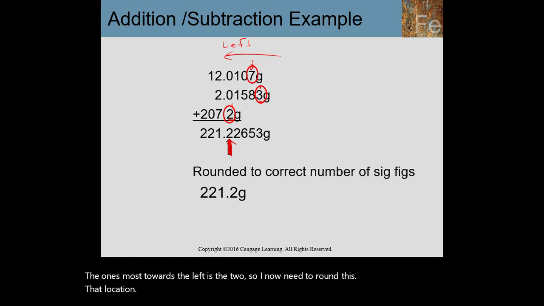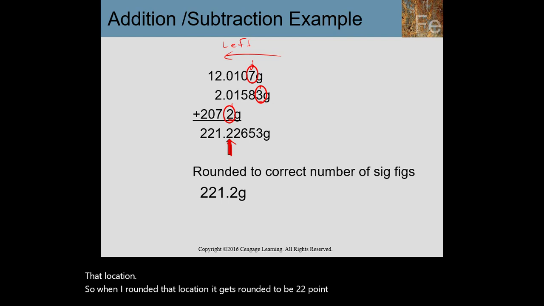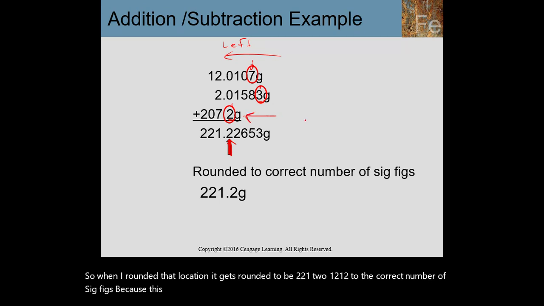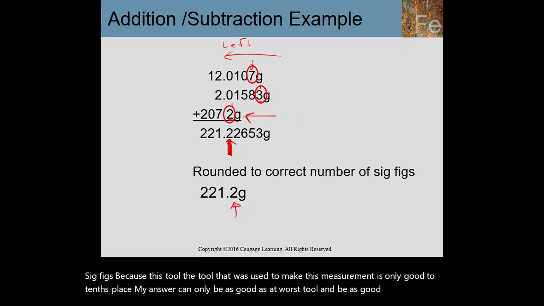When I round it to that location, it gets rounded to 221.2, to the correct number of sig figs. Because the tool that was used to make this measurement is only good to the 10th place, my answer can only be as good as that worst tool, good to the 10th place, no matter how great those other 2 tools were.